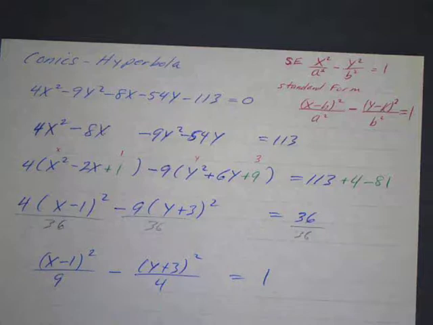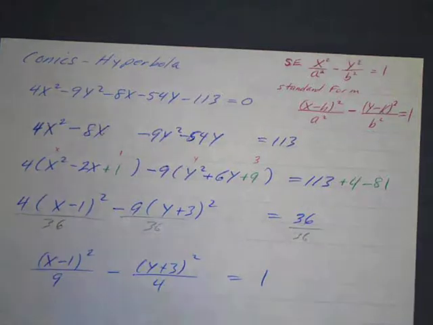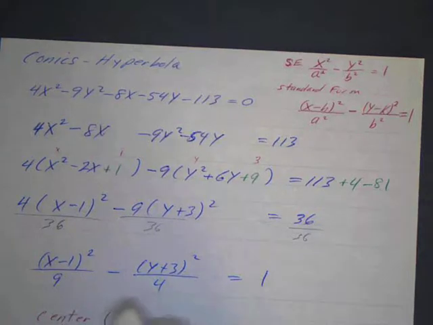Now we can see that the actual center will be the point, with the opposite signs, so it's going to be (1, -3). Okay?